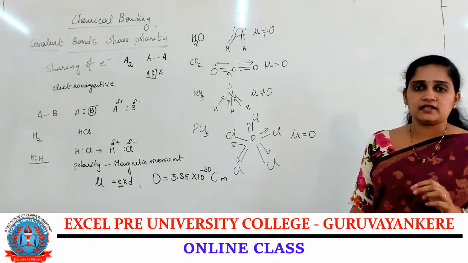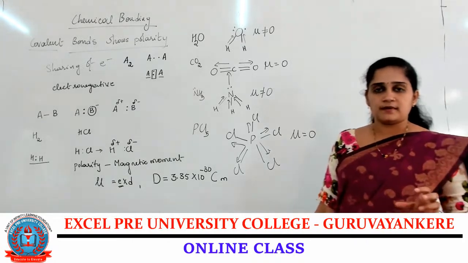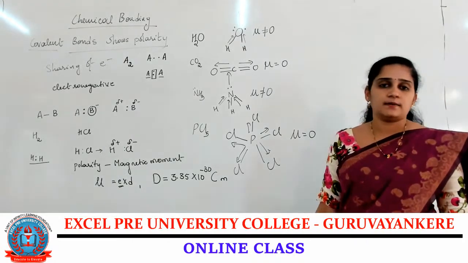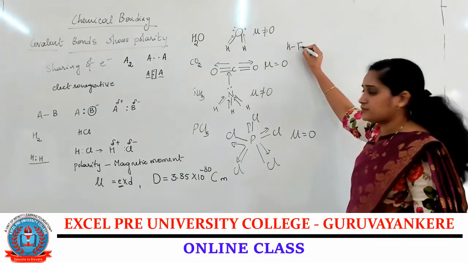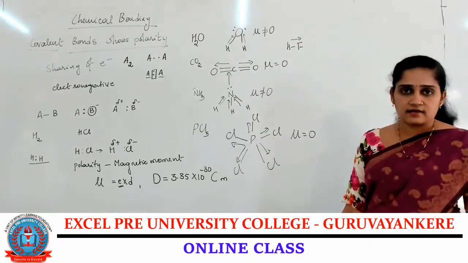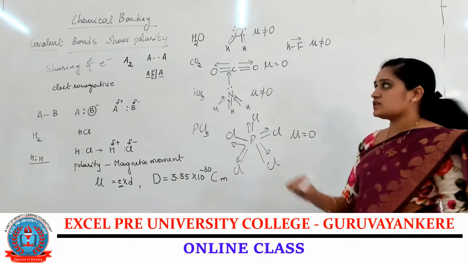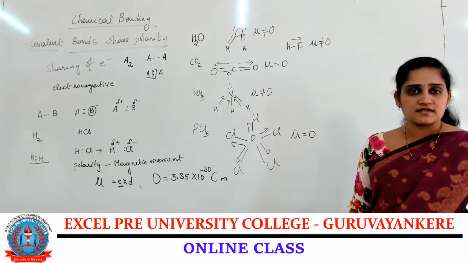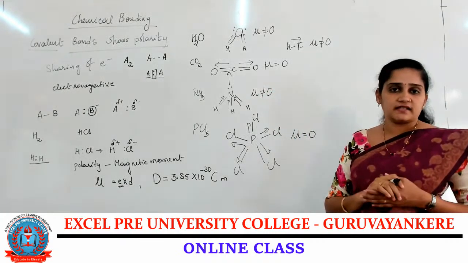If a lone pair of electrons is present on the atom, it shows a dipole moment. Sometimes it will not show the dipole moment. See, in hydrogen fluoride, fluorine attracts the electrons towards itself, so the dipole moment is not equal to 0. So this is about covalent bonds, which show polarity in nature.